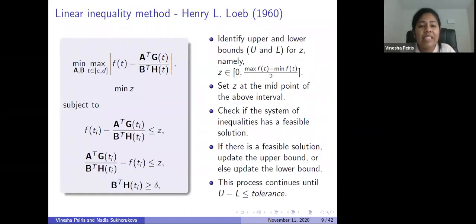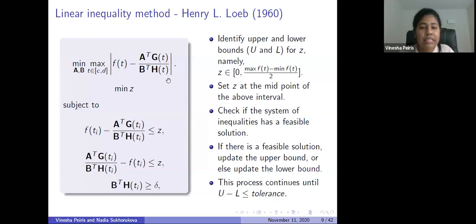So we have the linear inequality method. It was introduced by Henry L. Loeb in 1960. So this is one of the oldest but simplest methods developed for rational approximation in uniform norm. At that time, they called this a ratio of linear forms. And a few years later, in 1964, they came up with this terminology, generalized rational functions. Before that, they called this a ratio of linear forms.